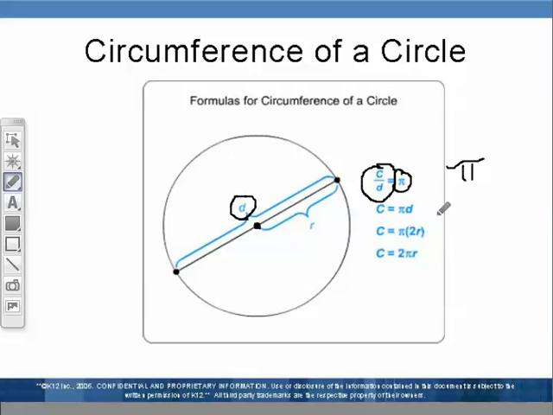So what we do with this is we say, diameter is difficult to deal with. We'd rather deal with radius. We put two radii in for the diameter, and we come up with our formula for circumference. It's equal to 2 times pi times that radius.